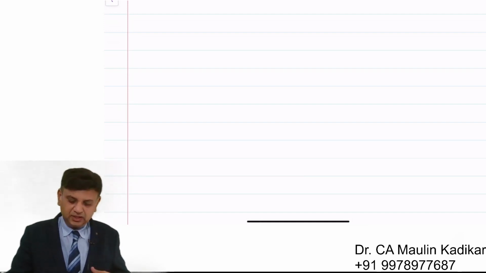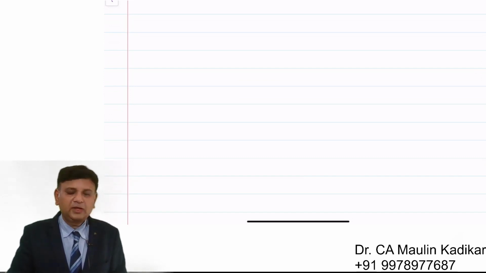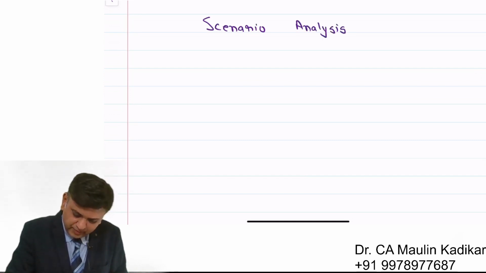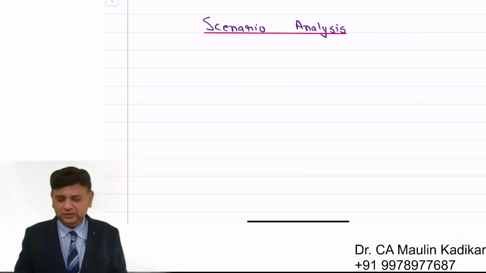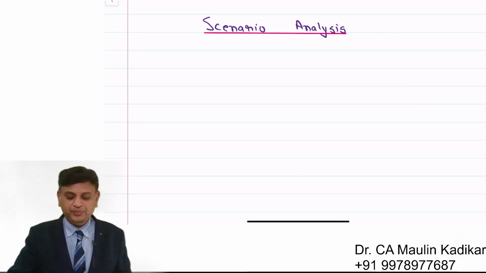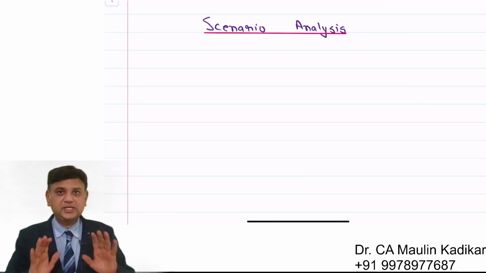Now friends, understanding a new method of conducting sensitivity and a new method of analyzing risk in capital budgeting decision. It is given a name as scenario analysis. Let us have understanding that using scenario analysis, how we can conduct the sensitivity and how we can incorporate the risk in capital budgeting decision, how we can measure the risk in capital budgeting decision. That is what we are going to understand.